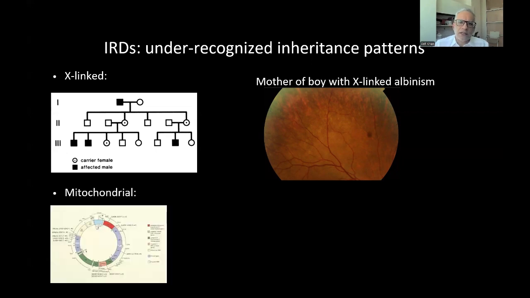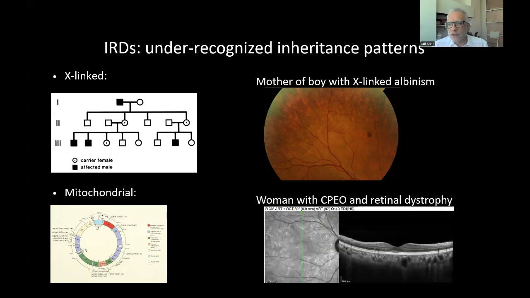Another under-recognized inheritance pattern is mitochondrial disease. And we have to think about this when we have other things going on, such as limitation of extraocular movement or ptosis. Mitochondrial disease is something that can occur also. Some patients with retinal dystrophy and diabetes also have mitochondrial disease.